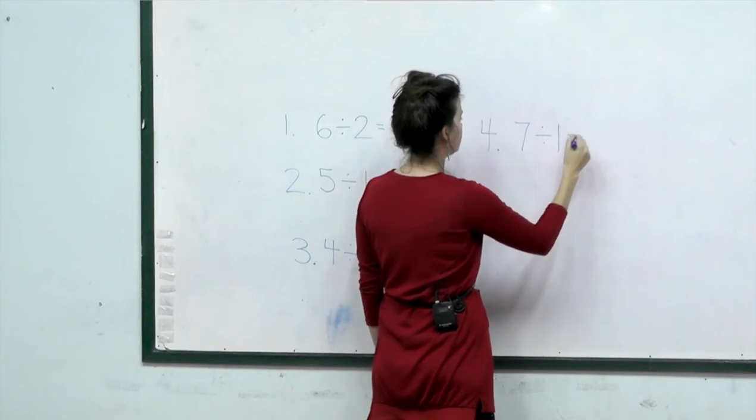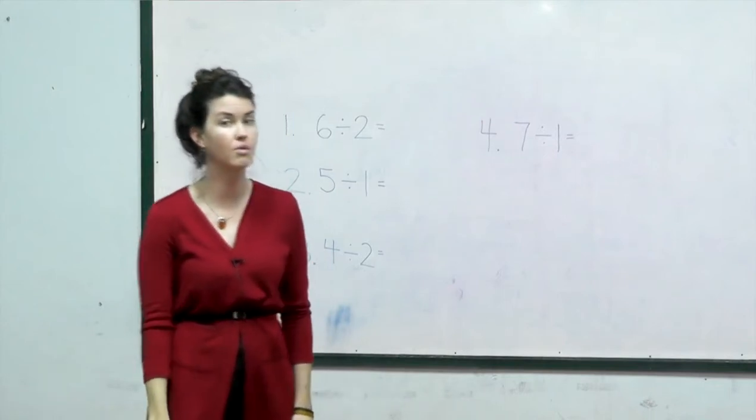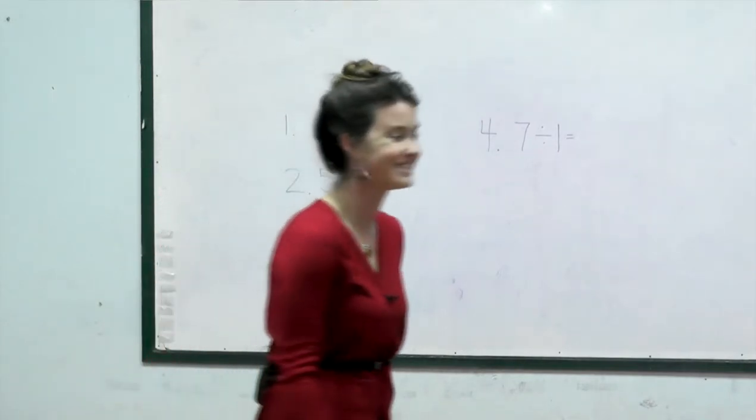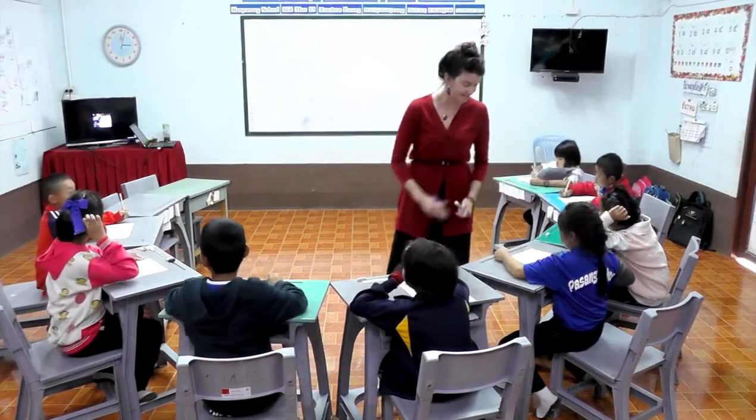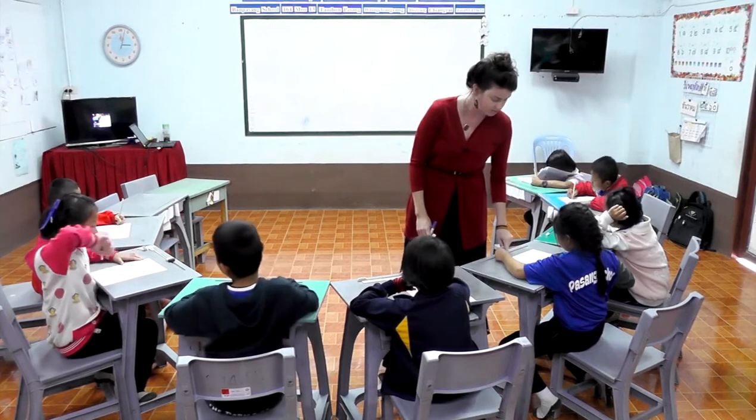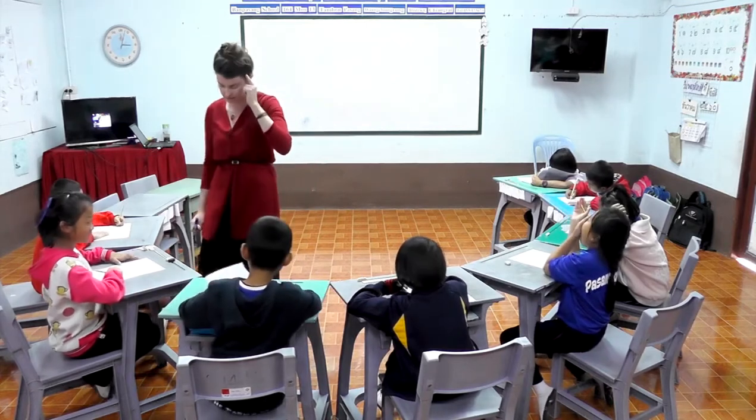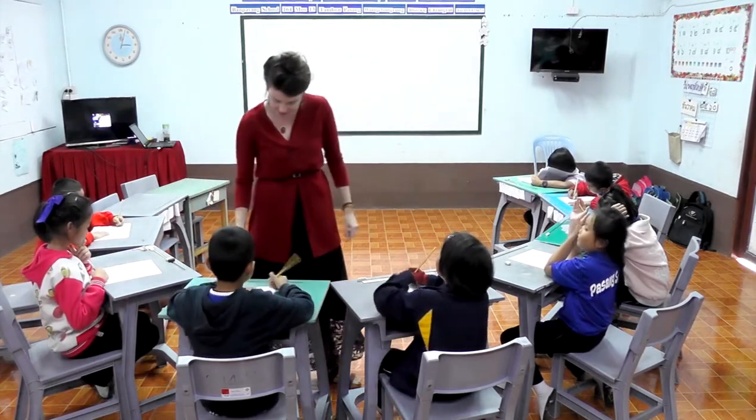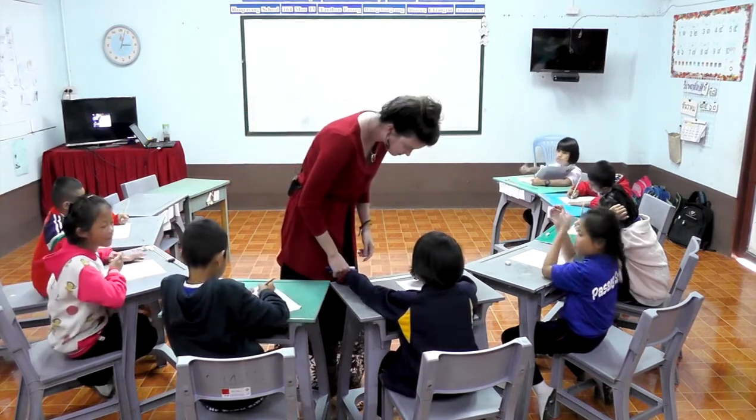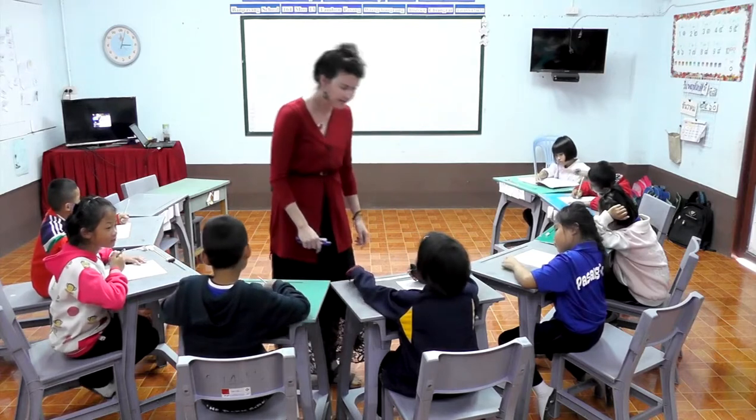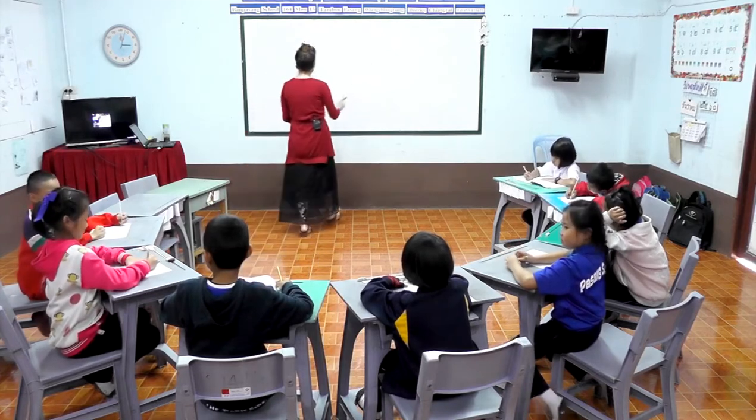Next, 7 divided by 1. Easy? Good. Looking good, friends. So you can write your answers here, too. You can do it. You're smart. Looking good. Did you write your answers? 5 divided by 1 is 5. Mm-hmm. Okay, our next one.